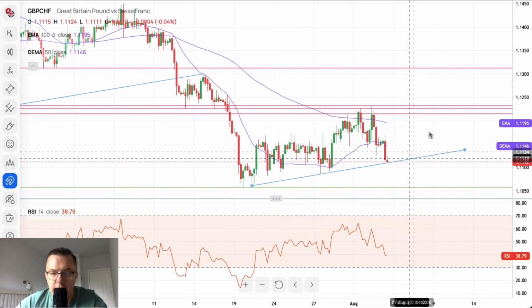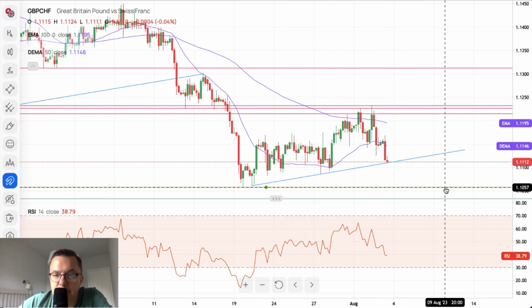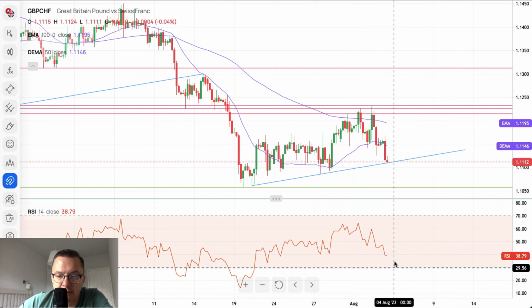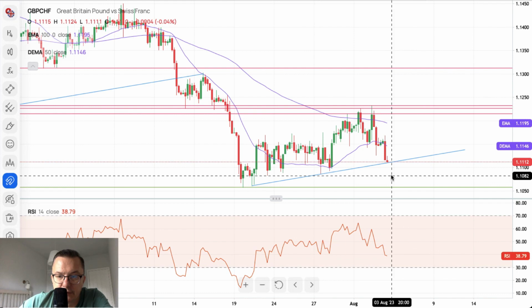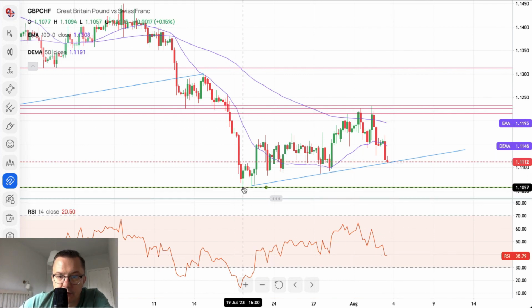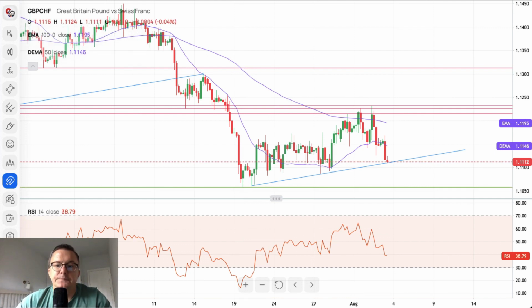Now we are testing this local trend line roughly around the level of 1.1111. So any breakout to the downside would mean that the momentum will drop, and the price will drop towards the level of the swing low, which is at 1.1057. So that's the situation on the British pound to the Swiss franc.